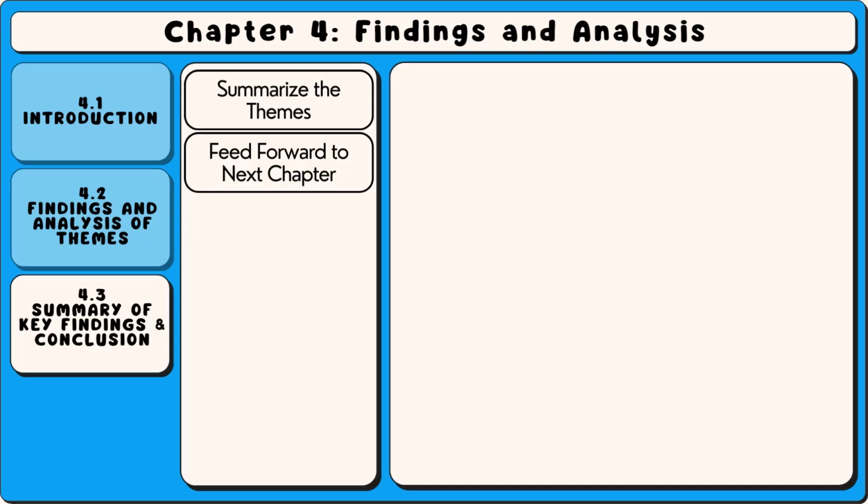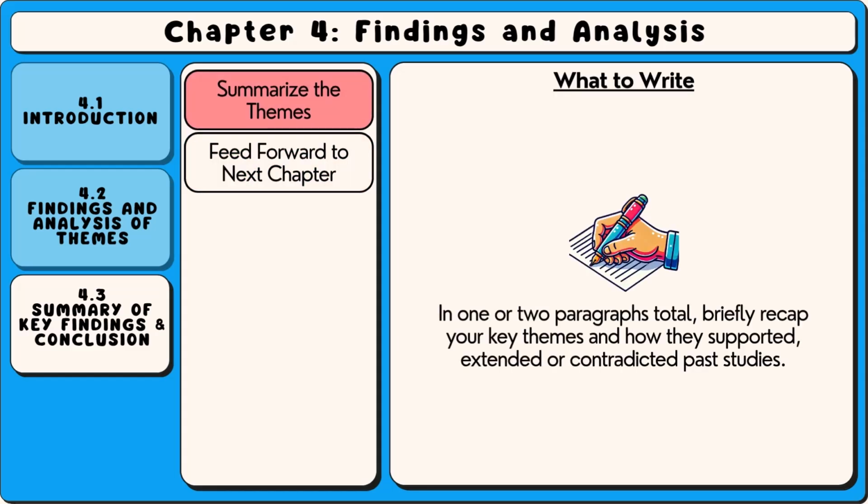After presenting and analyzing each theme, the chapter should conclude with a summary of key findings and conclusion. First, summarize the themes from the study and then feed forward to the next chapter. To summarize the themes from the study, briefly recap your themes in 1 or 2 paragraphs and how they supported or extended or contradicted past studies.